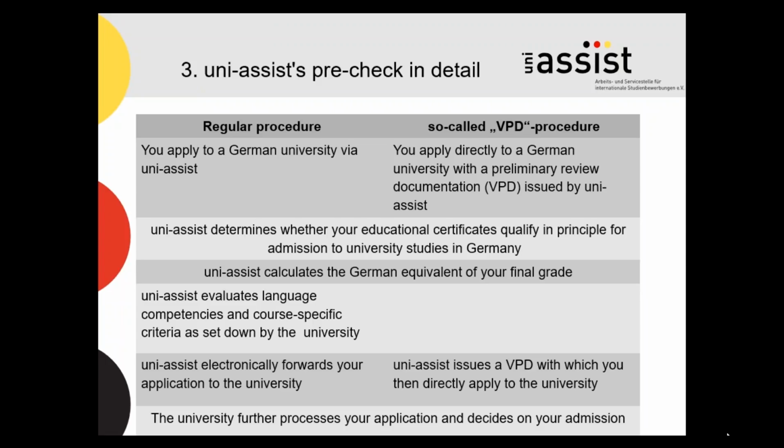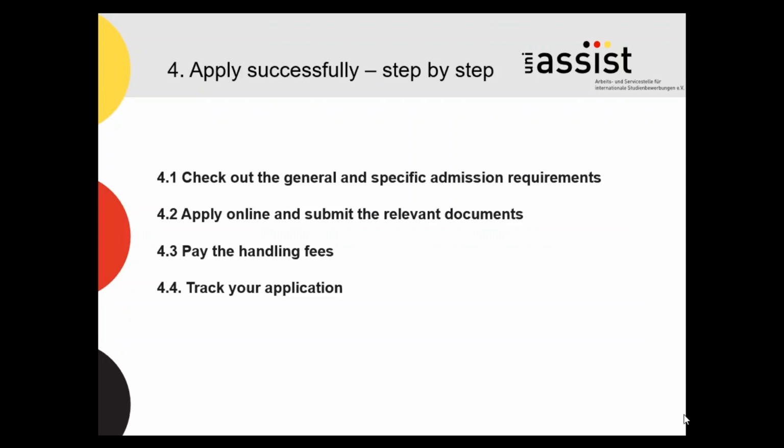So now, moving on, here's a small guideline on how to apply successfully. First of all, as Jean-Paul mentioned in the beginning, it is always recommendable to get in touch with the university of your choice in order to gather information on the general and specific admission requirements. Then it is advisable to apply online and submit the relevant documents to Uni-assist, then pay the handling fees and track your application. Now I will provide more detailed information on each point.